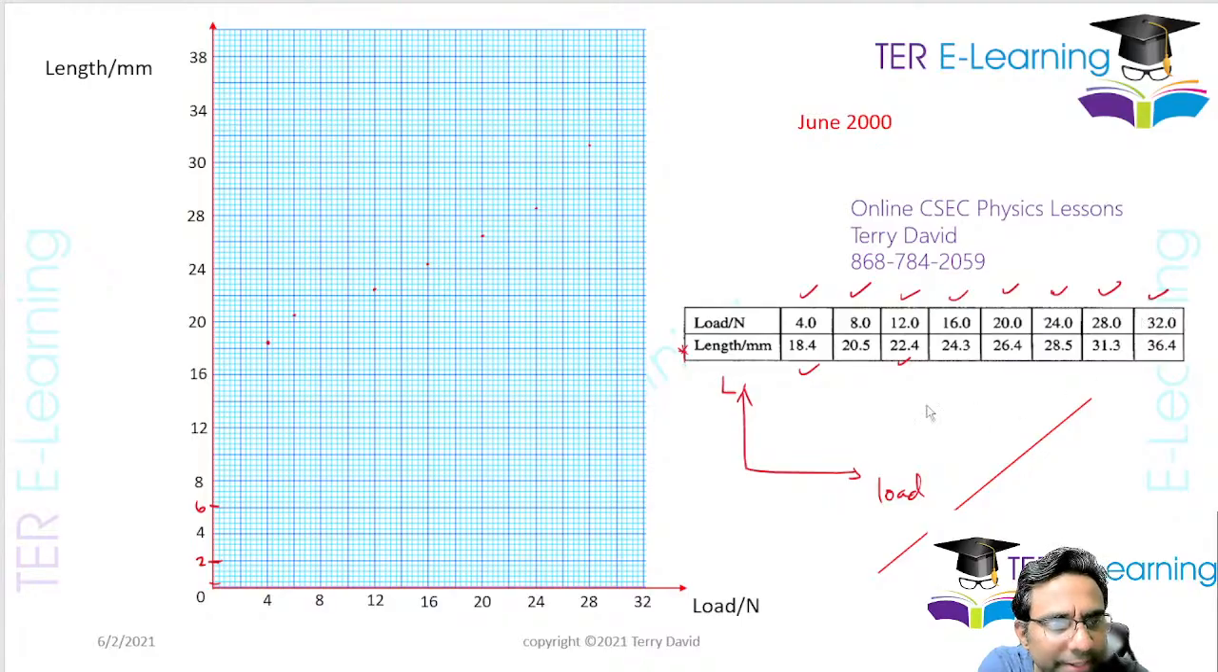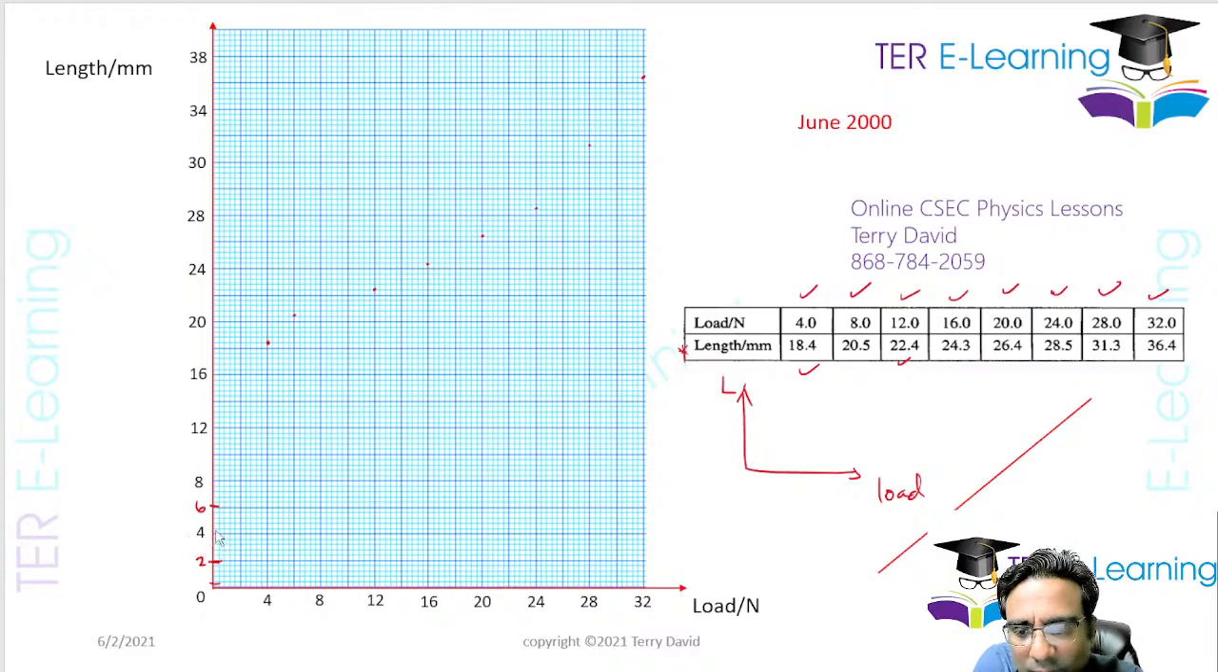And then the last point here is 32 against 36.4. So 32 against 36.4 is this point here, right? Alright. So that's what I get in here. Let me make sure that's correct. 4, 8, 12, 16, 20, 24, 28, 32. I just find it now looking like a smooth curve now. A smooth line, right? I just double check this.